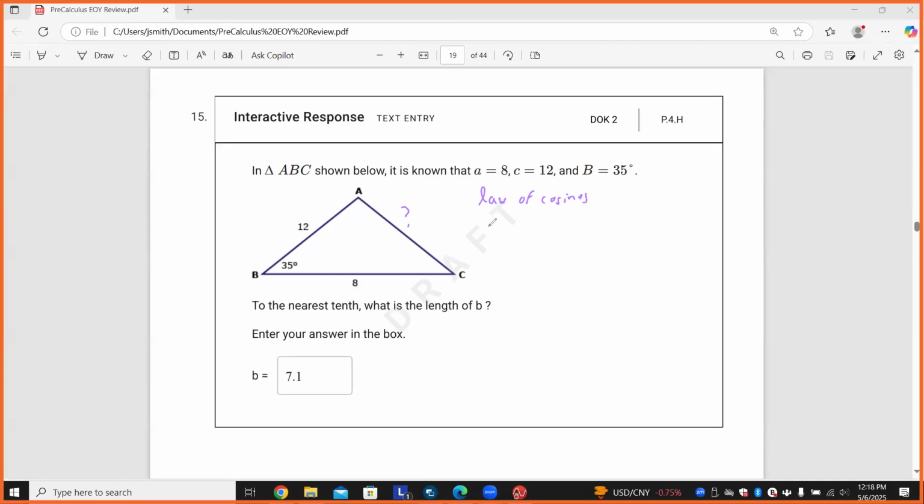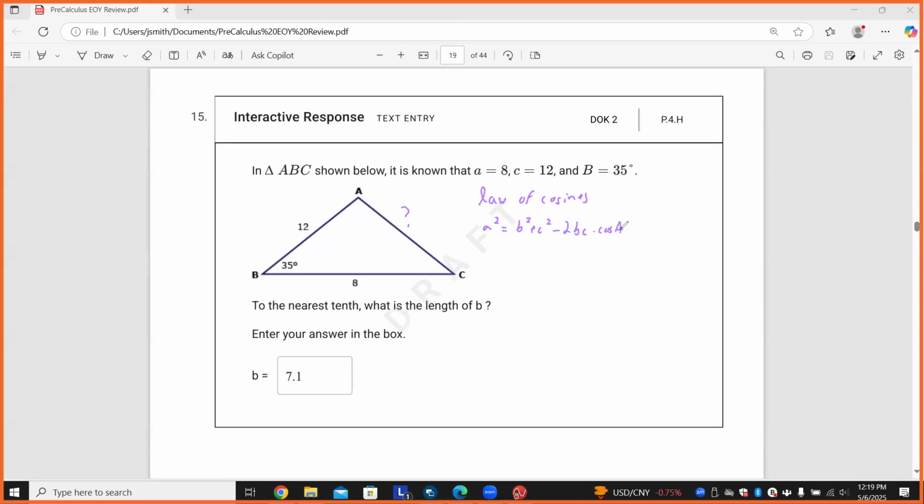It works like this. a squared is equal to b squared plus c squared minus 2b... There are actually 3 equations for the law of cosines. I'll show you how I just memorized that.